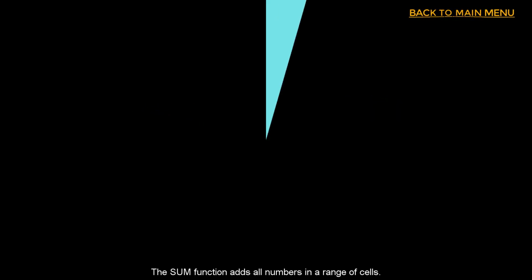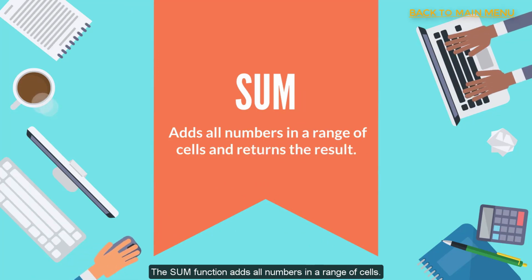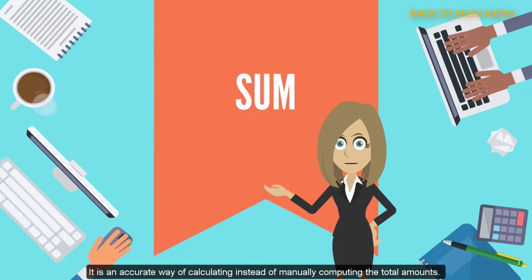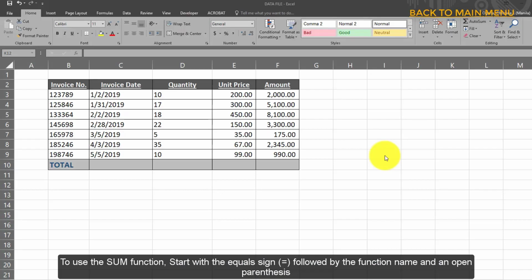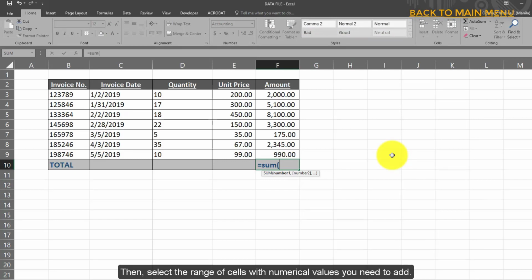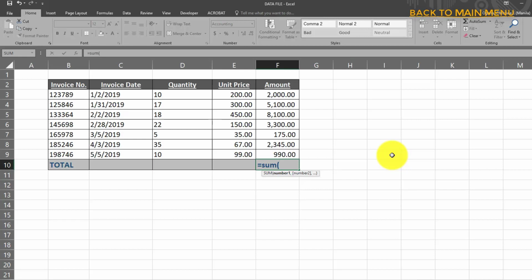Sum. The sum function adds all numbers in a range of cells. This is the most frequently used function in Excel. It is an accurate way of calculating instead of manually computing the total amounts. To use the sum function, start with the equal sign, followed by the function name and an open parenthesis. Then, select the range of cells with numerical values you need to add.